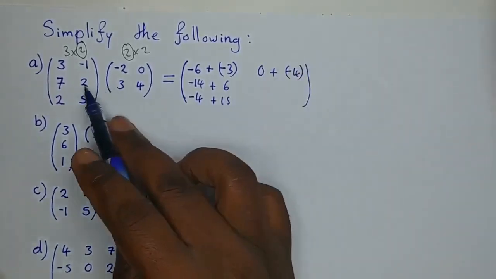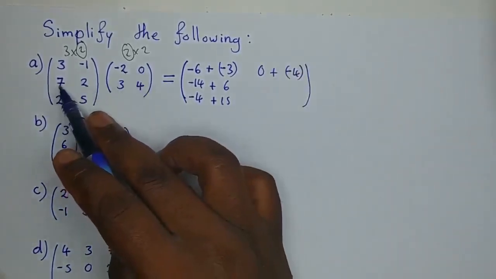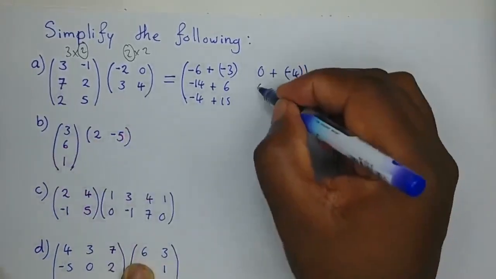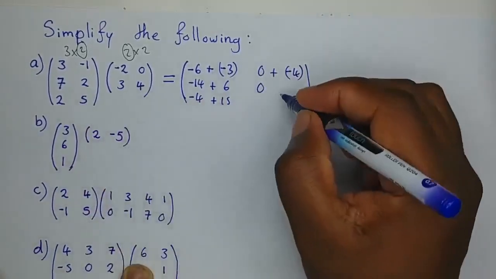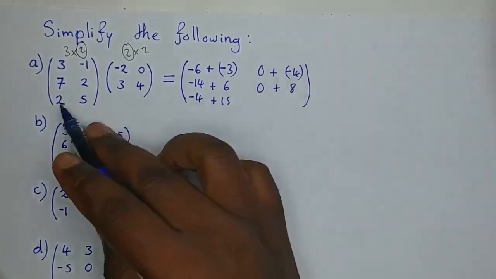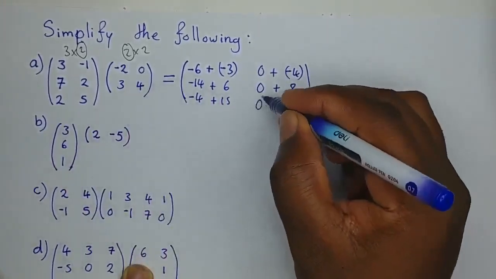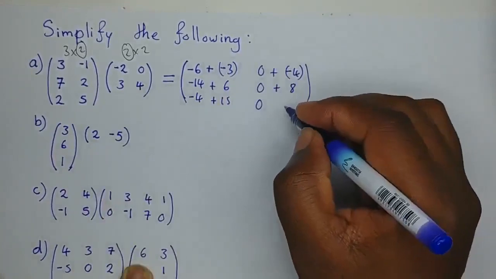Then 3 times, sorry, we start with 7. 7 times 0, we get a 0. 2 times 4, we get 8. 2 times 0, we get a 0. 2 times 5 times 4, we get 20.